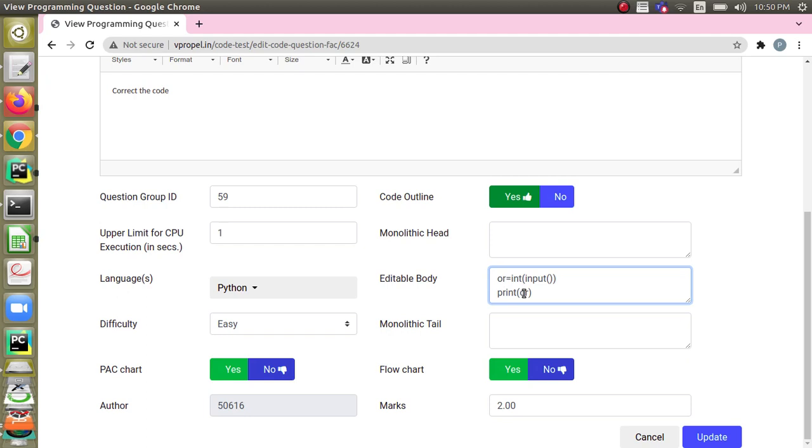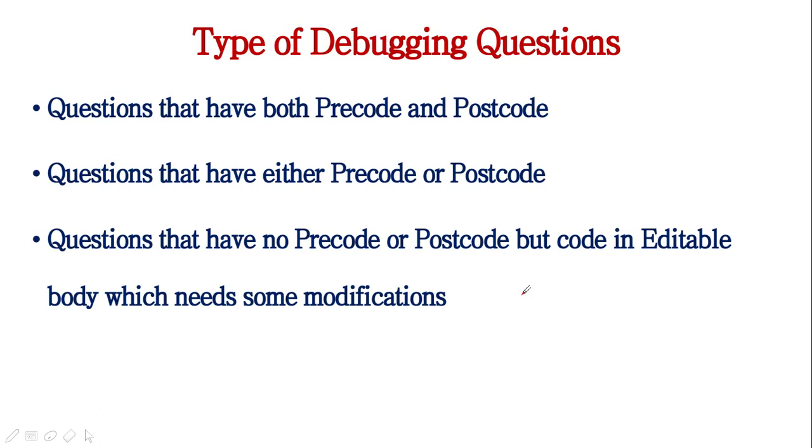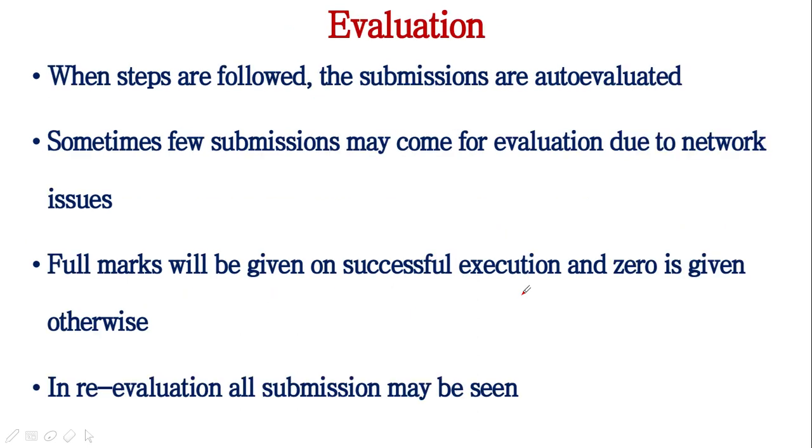So these are all the different types of questions that we have prepared till now and given for the students. You can do more creative things apart from this also. The only constraint that we have is there are only 3 sections of code and in this order. That is, the monolithic head will be there, the editable body will be there, and the monolithic tail will be there. We cannot have more sections. We have only 3 sections. This is the restriction we have in vPrepper.